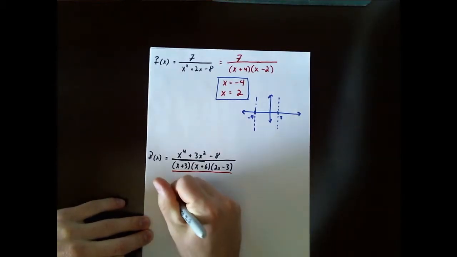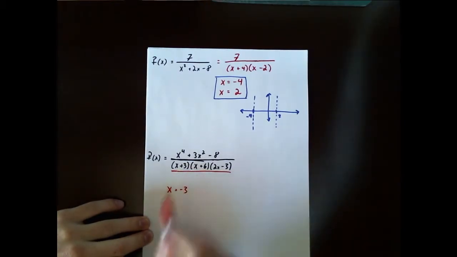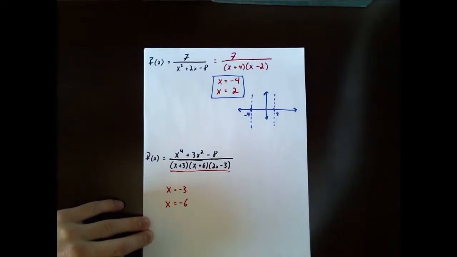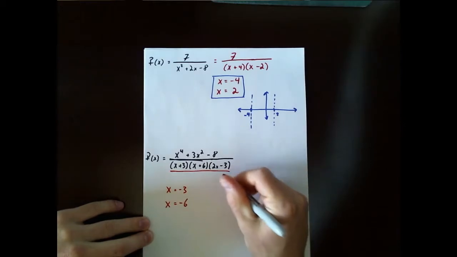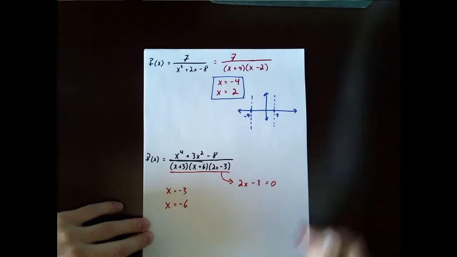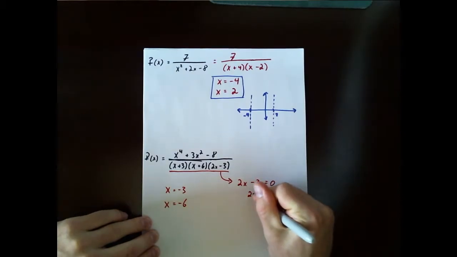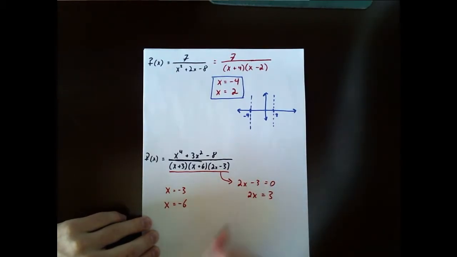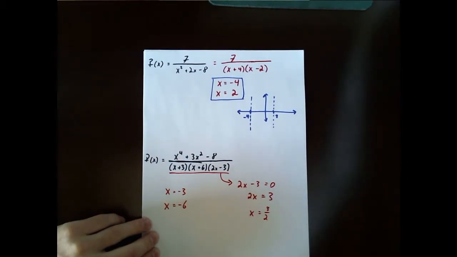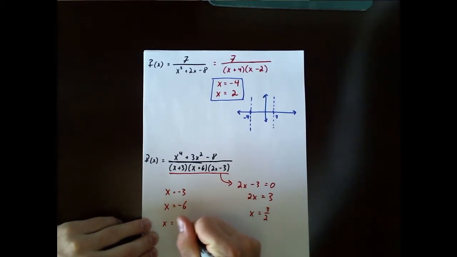So it looks like the denominator is 0 at x equals negative 3. So that's this guy right here, and also it's going to be 0 at x equals negative 6. And then this other factor here, we might have to do a little bit more work. 2x minus 3, we'll set that equal to 0. And we'll move the 3 over, so we have 2x equals positive 3, and then divide both sides by 2, so x equals 3 halves. So that's going to be the last vertical asymptote that we have, at x equals 3 halves.